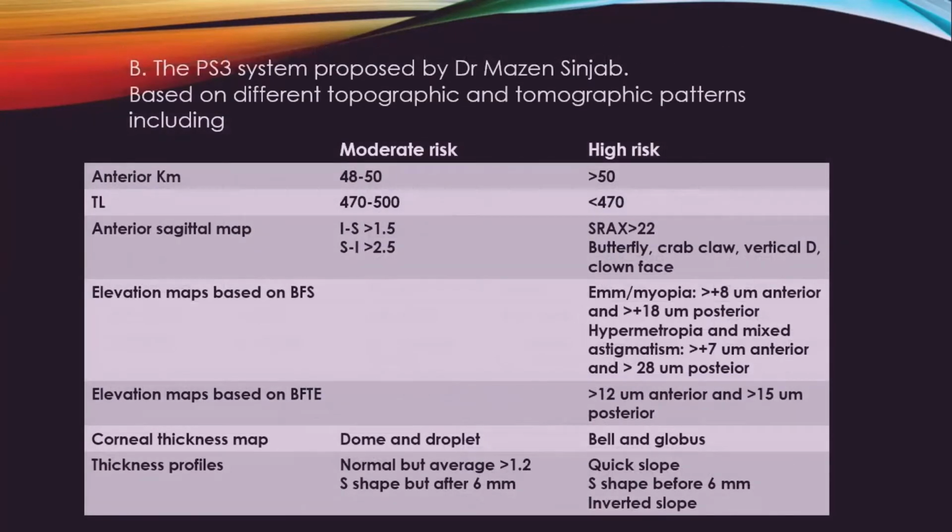Another system was proposed by Dr. Mazen Sinjab, who showed it to us in the past week. He was especially concerned about the anterior mean keratometry and thinnest location of the cornea, the anterior sagittal map, elevation maps based on the best fit sphere and the best fit toric ellipsoid, the corneal thickness map, and the thickness profiles. For each one of these items, there is a normal and an abnormal shape or abnormal values, and we're going to demonstrate these in a moment.